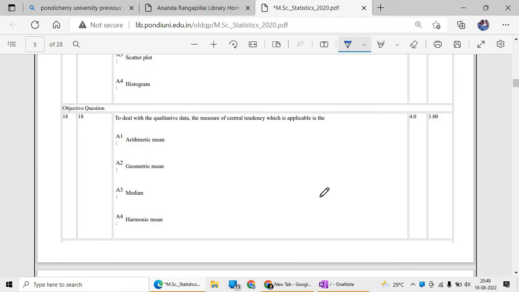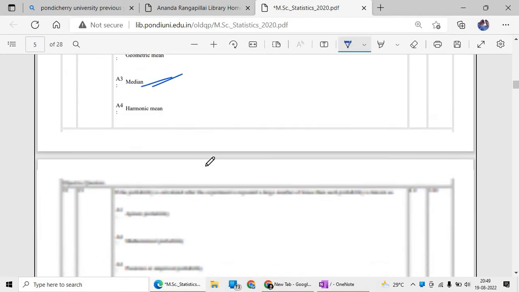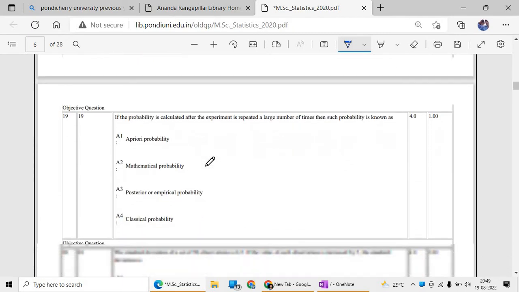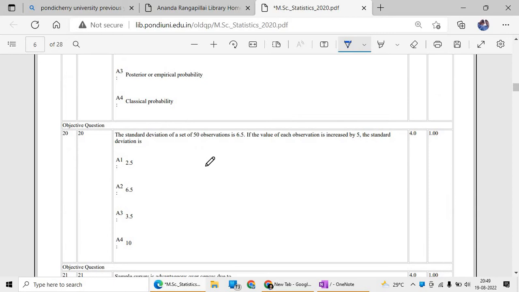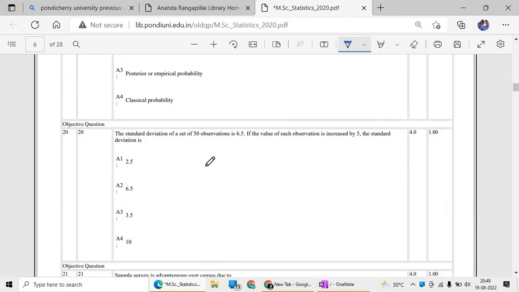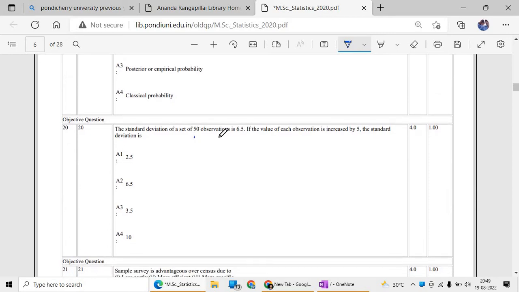So for qualitative data, the central tendency median is preferable. Qualitative means non-parametric, like this type. Here the standard deviation of a set of 50 observations is 6.5. Then each observation is increased by 5. The standard deviation is independent of origin.